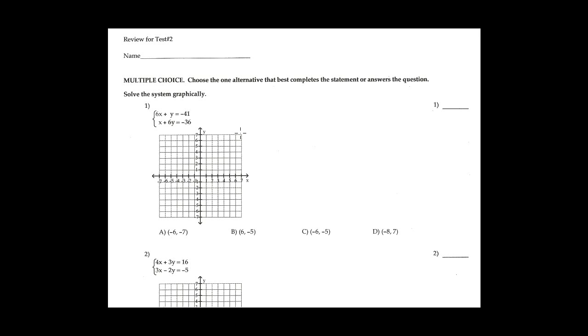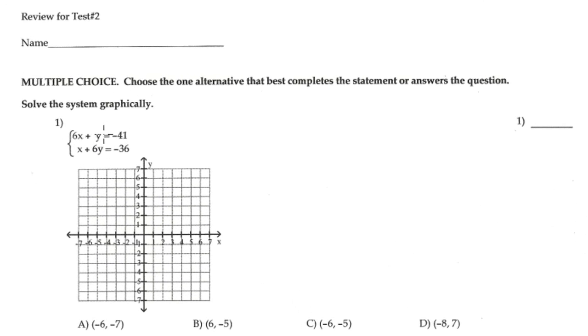Okay, review for test number 2, system of equations, but we solve it graphically. We take the first equation and solve for y, for example: y equals negative 6x minus 41. Let's do the graph of this line, and I propose that in this case you do the chart.